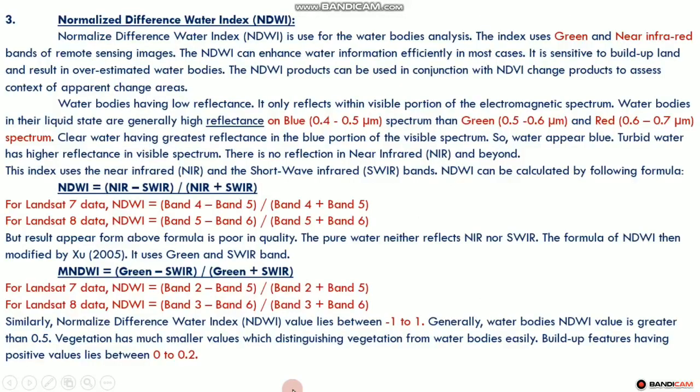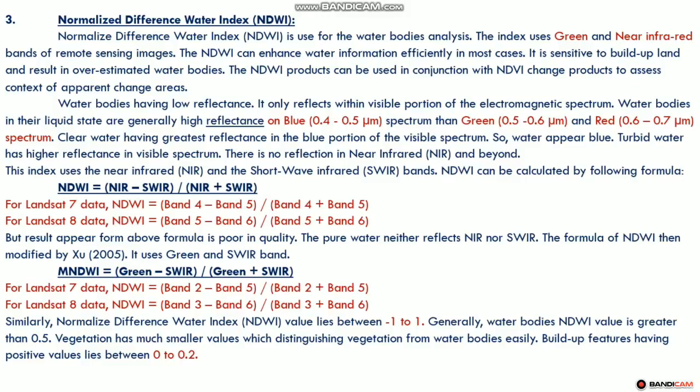So let's move on, let's proceed to the third. We have the Normalized Difference Water Index. Now this index is used for analyzing water bodies. The index uses green and near infrared bands to remotely sense the spatial data. Now the Normalized Difference Water Index can enhance water information efficiently in most cases.